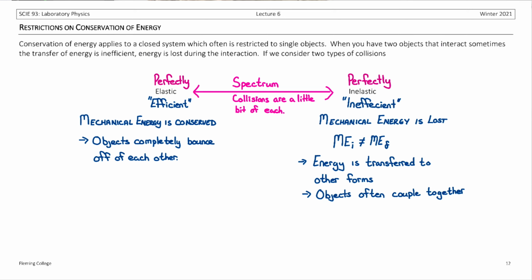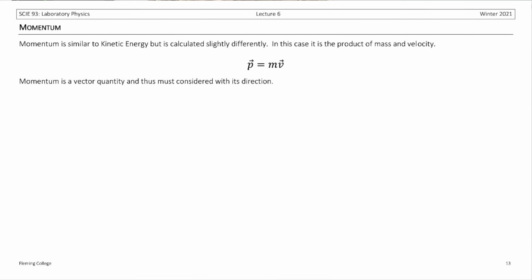Luckily though, in both of these cases, there's another characteristic of motion that is conserved. No matter where on this spectrum that a collision occurs, all collisions will conserve something called momentum. Let's look at what momentum means.